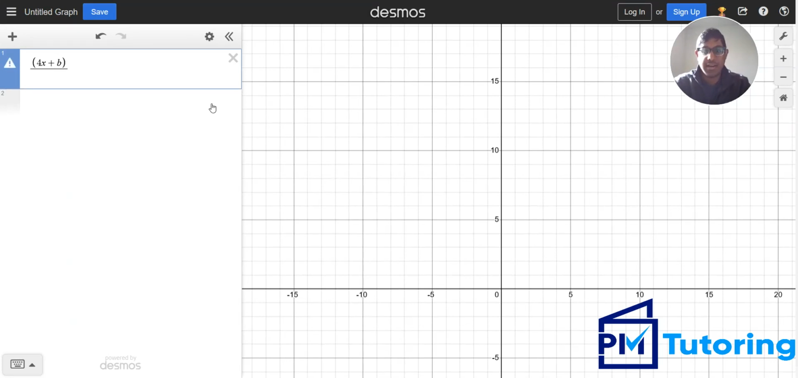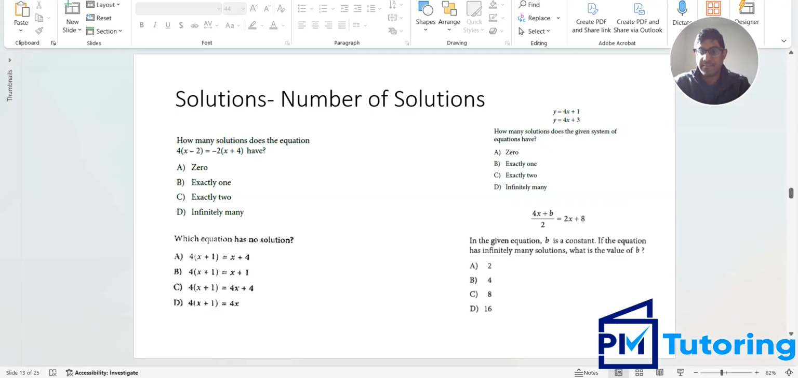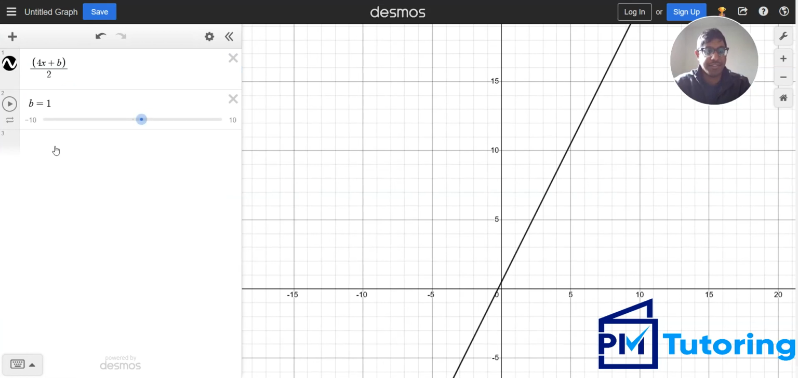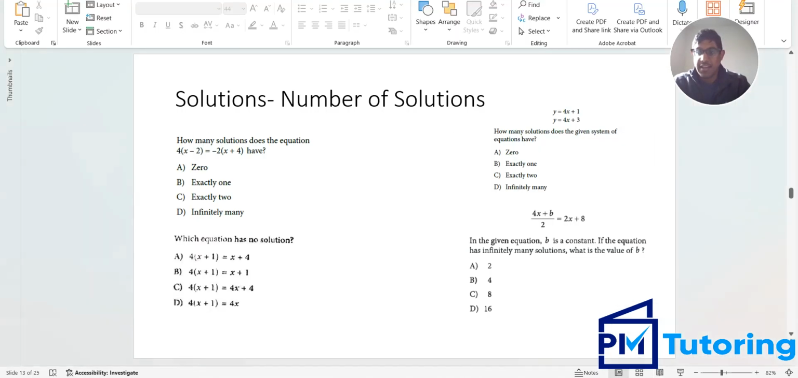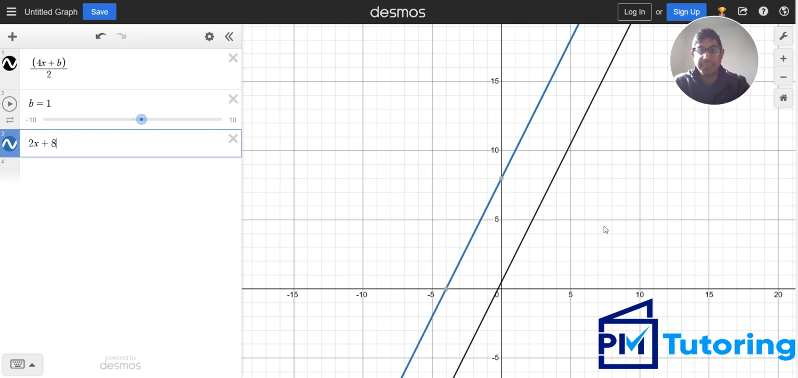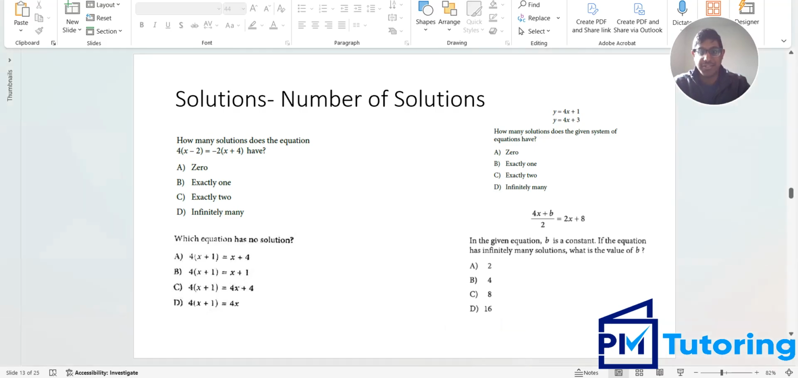and then divided by 2. And we're going to add that slider for b to play around with the different values of b. Then we have 2x plus 8. So again, we want these two lines to be overlapping each other. That would be infinitely many solutions.